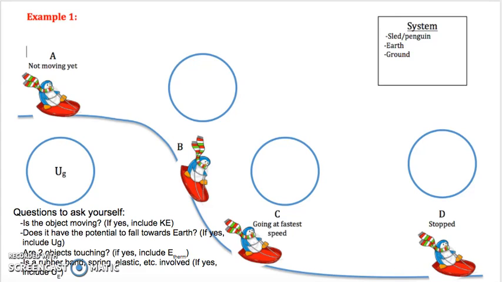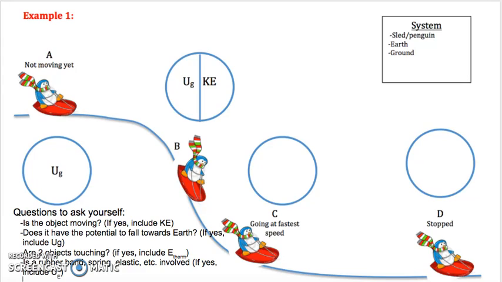So snapshot B, the penguin is halfway down the hill. So yes, the object's moving. Yes, it can still fall further towards Earth. And so I know I need to include both kinetic and gravitational potential in that situation. Since the penguin is about halfway down the hill, I'm going to say that half of its overall mechanical energy is going to be dedicated to that potential gravitational energy. The other half will be dedicated towards kinetic.